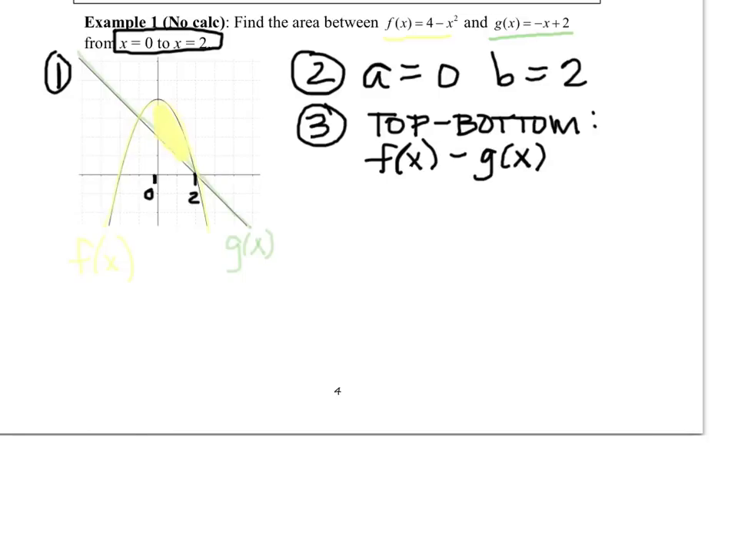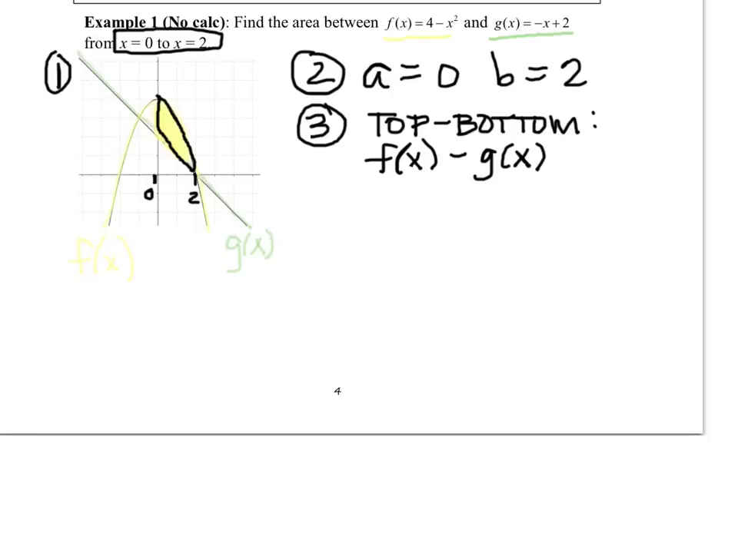And what I mean by top minus bottom is in the region that we're looking for that's shaded, which function is on the top of that shaded part and which function is on the bottom of the shaded part. Okay, so if you have any questions on that, make sure you bring it up in class tomorrow because knowing which function is the top and which one's the bottom is very important.